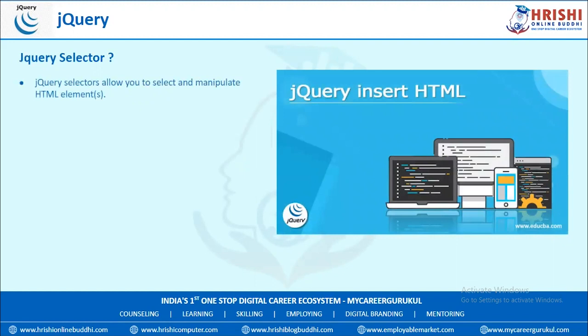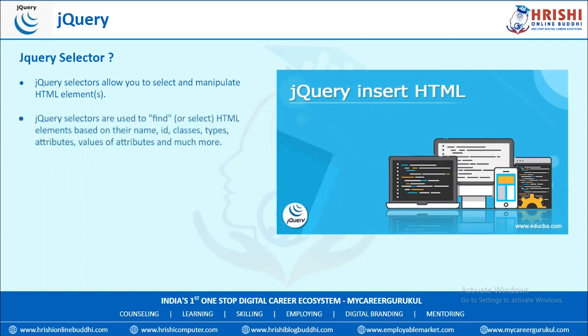First is the jQuery selector. A jQuery selector allows you to select and manipulate HTML elements. That means it allows you to select an element which is inside an HTML code. That can be a paragraph tag, a heading tag, an image tag, or any other button or any other trigger handler. jQuery selectors are used to find or select HTML elements based on their names, IDs, classes, types, attributes, and values of particular attributes.